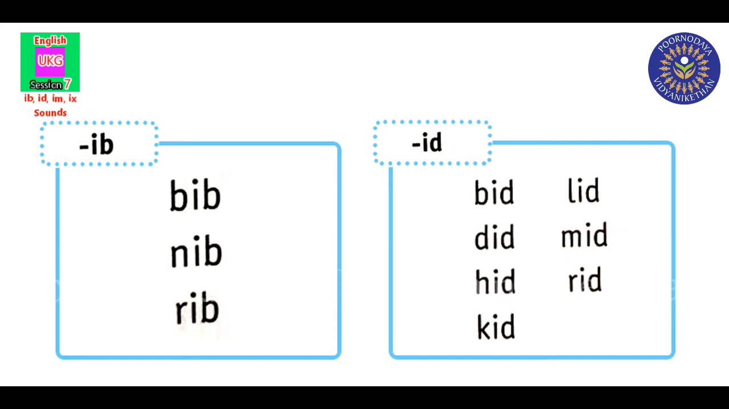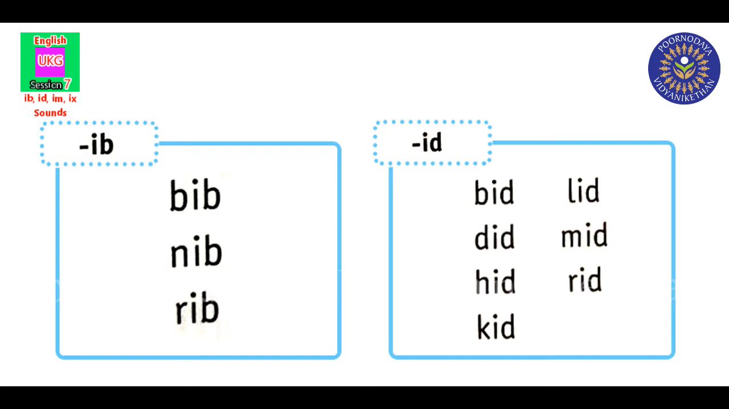We have id sound words. The first one is B-I-D. Bid. What is the sound here? Id sound. The next one is lid. L, I, D, lid. And what is the sound here? Id sound. The next one is did, D, I, D. What is the sound here? Id sound, did.